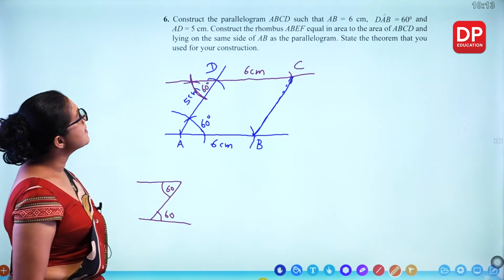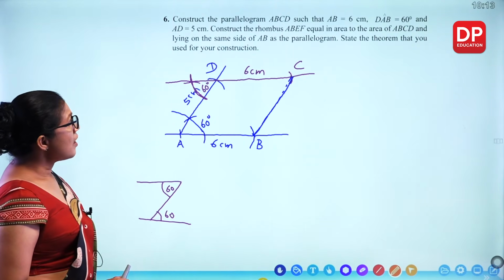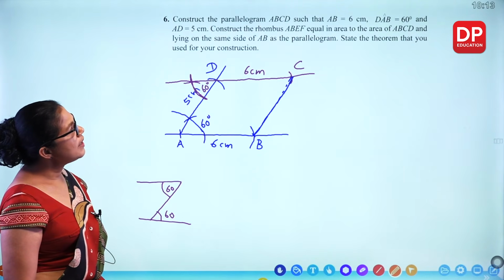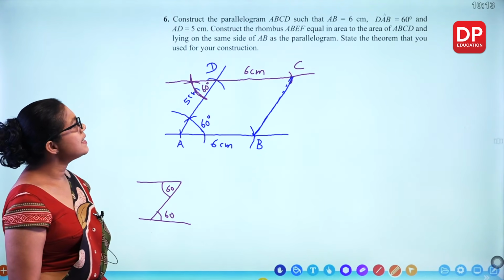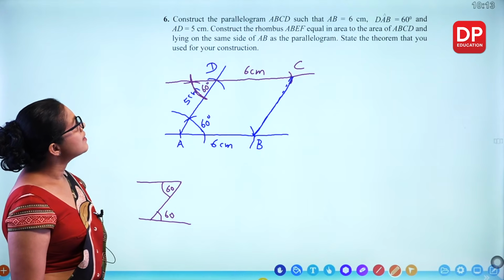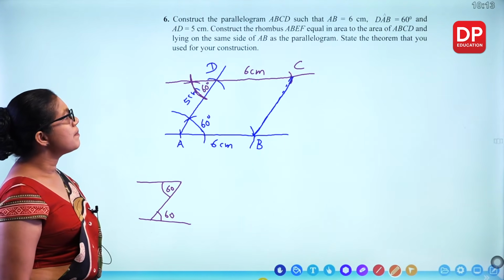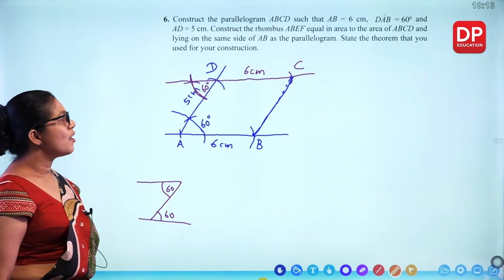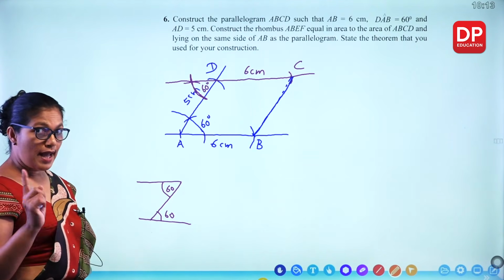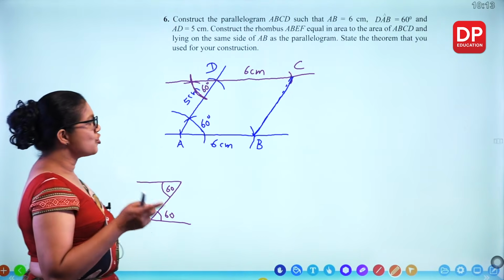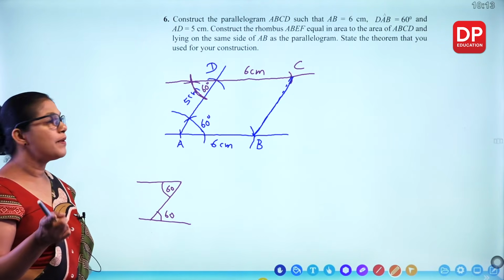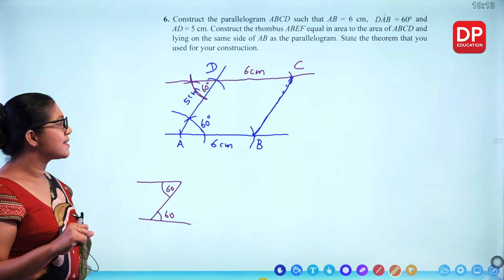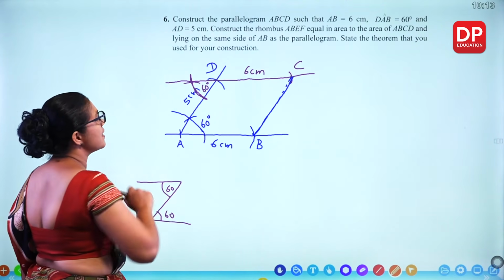Then what's the next step? Construct the rhombus ABEF equal in area to the area of ABCD and lying on the same side of AB as the parallelogram. State the theorem that you used for your construction. Now the areas are equal, so the two shapes, the parallelogram and the rhombus, should be on the same base and in between the two parallel lines. So we use that property.